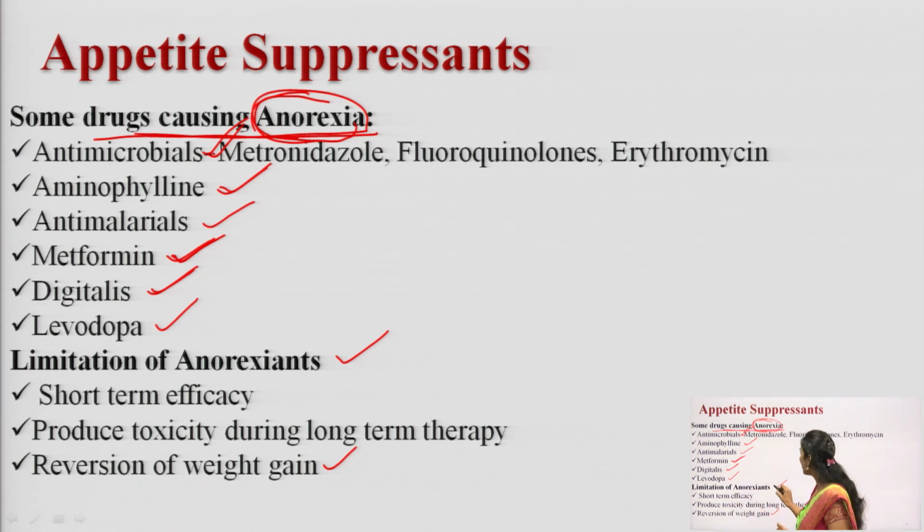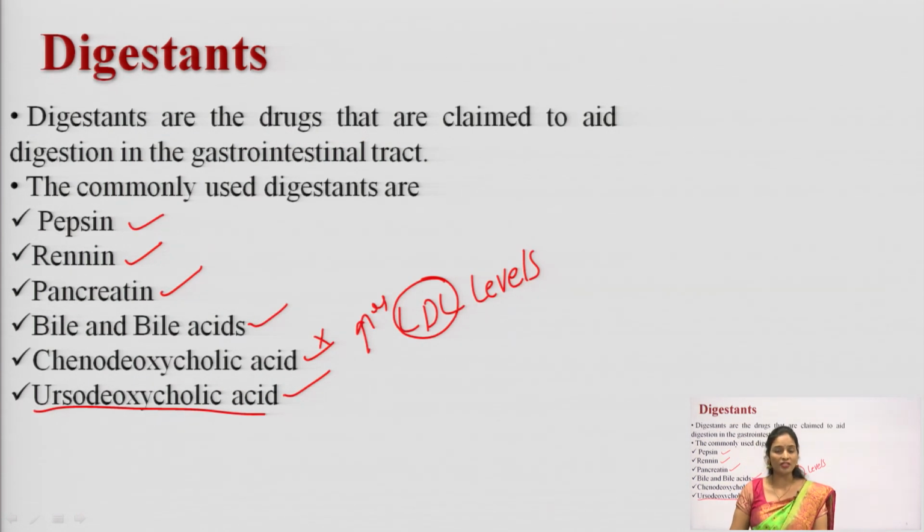So, limitations of anorexia drugs. There are some drugs which are not used because of their short-term use, and if you take these drugs repeatedly they can cause toxicity. If you stop the drug again, the weight gain can return. And after that we discussed the digestants.